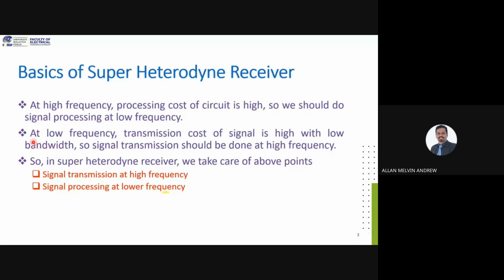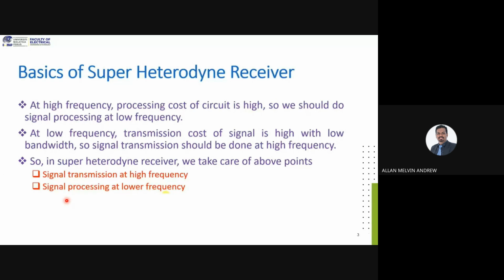In the second statement, at low frequency the transmission cost of a signal is high, because you are dealing with low bandwidth. So signal transmission should be done at high frequency. It's the opposite of the first statement. From this we come to the conclusion that you use a super heterodyne receiver, a type of receiver used in communication, which takes care of the above points. Signal transmission you do at high frequency, because the cost will be lower, but signal processing you do at low frequency, because the cost will be lower.